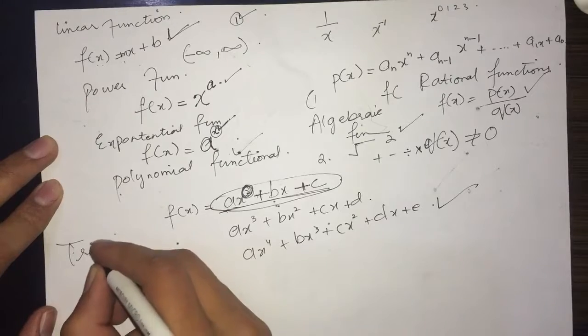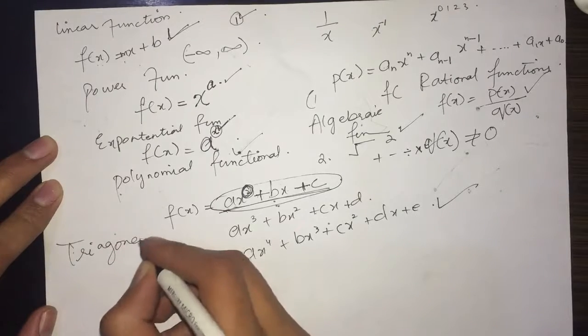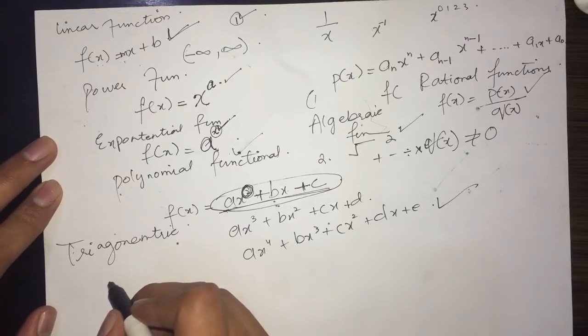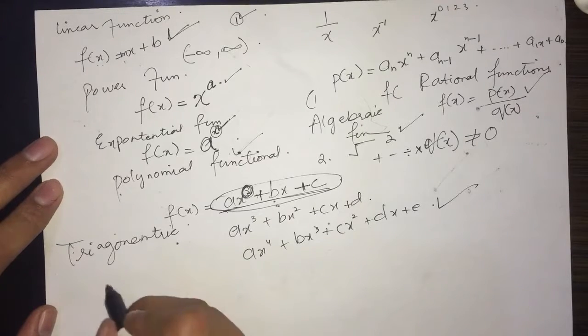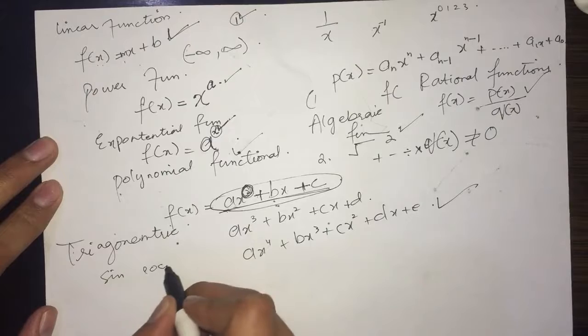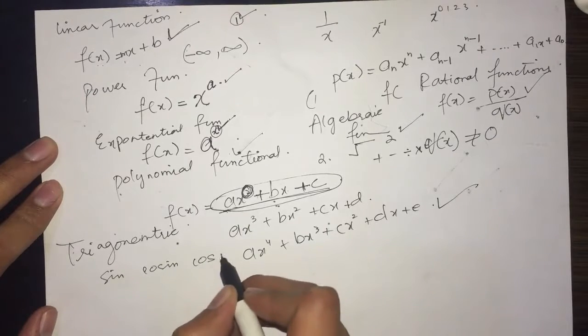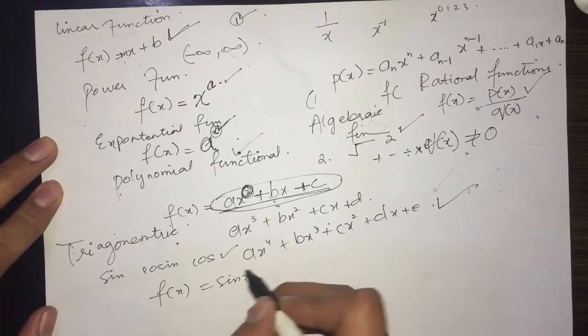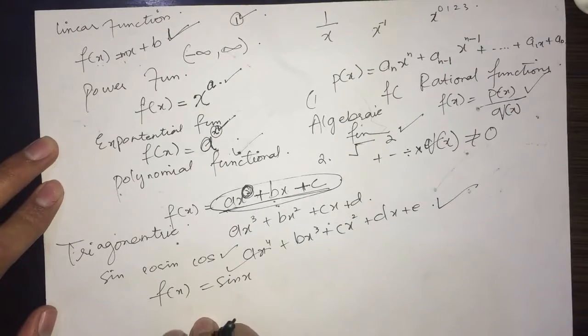Trigonometric functions will be the functions involving the trigonometric quantity. So you have sine, cosine, etc. So f of x equals sine of x, like this. The functions like this will be called trigonometric functions.